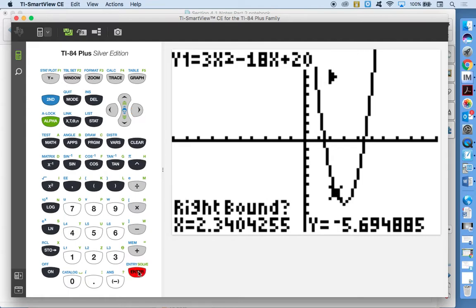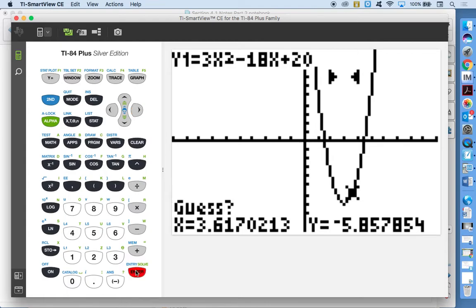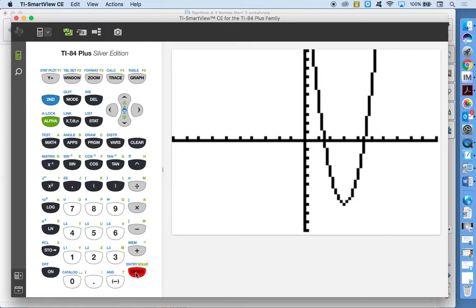And you should see a little arrow appear, because right now the calculator is trapping where the minimum is between two values. Now it says right bound. Right bound just means that I need that little blinking cursor to be on the right side of the minimum value. So once you get it to the right side, you're going to again hit enter. You should now have two triangles that are pointing towards each other. In between those two triangles should be the minimum value. When it says guess, don't do anything besides press enter. So you're not moving anything, you're just pressing the enter button.